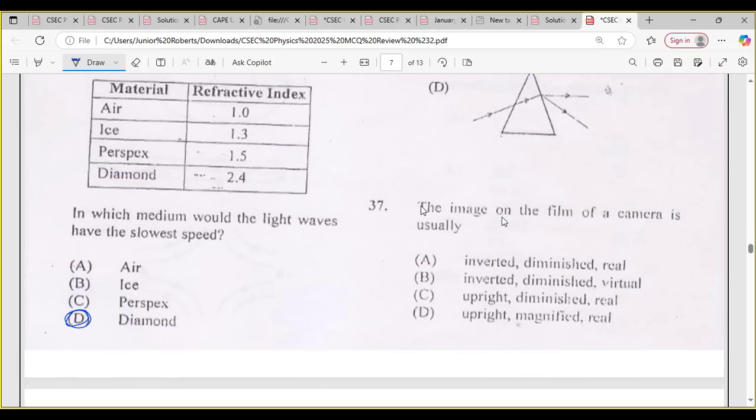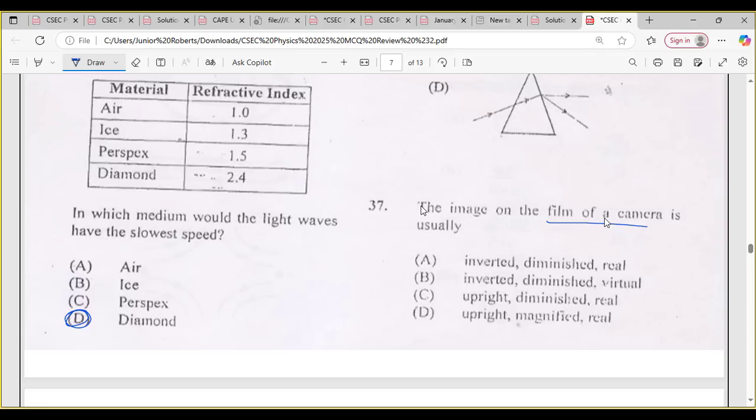37 now says that the image on the film of a camera is usually, so the image on the film of a camera, right? We have inverted, diminished, and real. Now, what we should remember is the image on the film is going to be a real image. Let's see that now. The image on the film of a camera, so let's see that now.